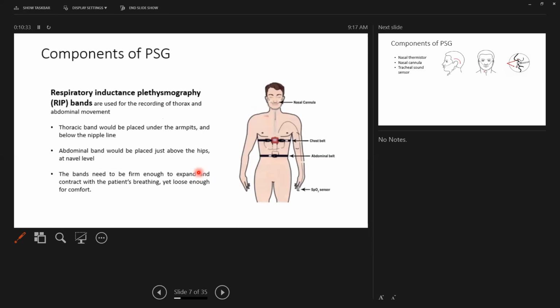So the thoracic band would be placed mostly under the armpits, just below the nipple line, and in females it will be above the nipple line, and the abdominal band will be placed just above the hips at the umbilical level. Okay. The band needs to be firm enough to expand and contract with the patient's breathing, yet loose enough for comfort. Now, it's a very fine line.